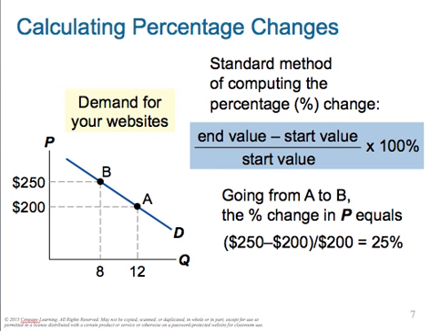So calculating percentage changes, we look at the standard method of computing percentage change, which can be a little bit cumbersome. You simply take where you end up, the end value, minus where you started, the start value, and divide by the start value. You want to see how far you came from the start value, so you need the difference between the end and start value divided by the start value, multiplied by 100 just to get percentage terms. Going from A to B on the graph you see here, the percentage change in price equals: you started out at 200 and you ended up at 250, so 250 minus 200 divided by where you started out is 25%.